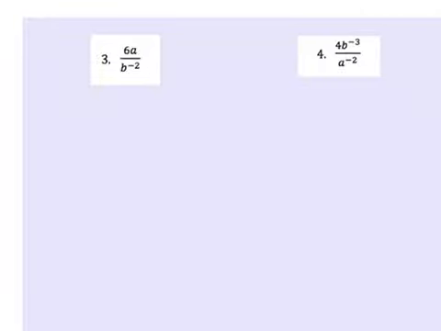So for number 3 and 4, I want you to go ahead and try doing the same kind of idea that we've been doing. If it has a negative power, it needs to cross the line and change the sign. Everything else that has a positive exponent, they need to stay right where they are. So try number 3 and 4, and then come back and check your work.